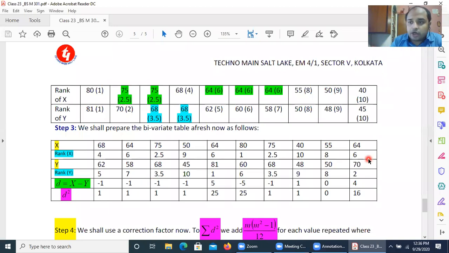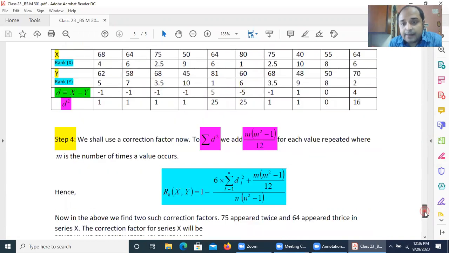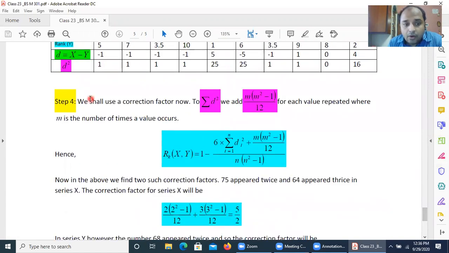After this, my job is done. I'm calculating the deviations. Deviations are the differences of the ranks. Okay, this is not the difference of the values, remember. And then the deviations are squared. But here comes another important part. It is said that since several items are repeated many times, suppose small m number of times, to calculate the rank correlation coefficient, I have to add a correction factor.